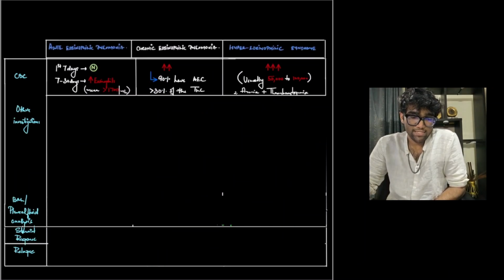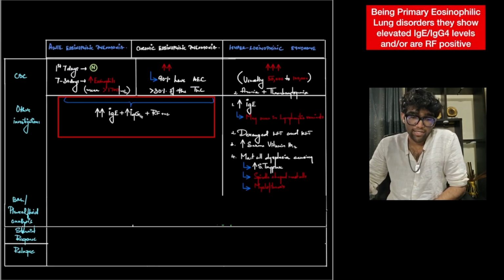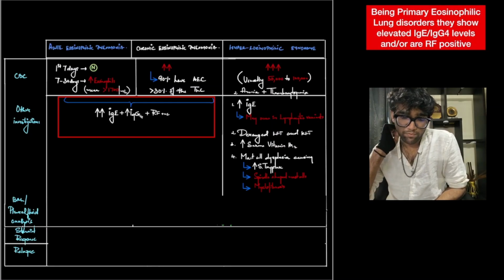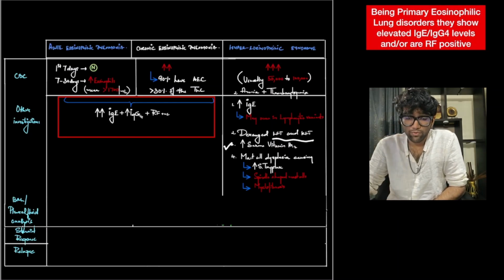Now, other investigations, as I've discussed, all three are likely to show an elevation in IgE. All three are likely to show, therefore, also an elevation in IgG4, and are likely to be RF positive. So this is not something that indicates any specific pathology. Hypereosinophilic syndrome, in addition, could have a deranged LFT and KFT, could have elevations in mast cell markers, and an elevation in vitamin B12 levels in serum, because it is a neoplastic process. So mast cell markers would be an increase in serum tryptase level. If you do a bone marrow, the bone marrow might show more myelofibrosis and spindle-shaped mast cells.